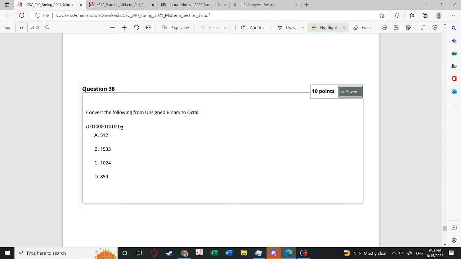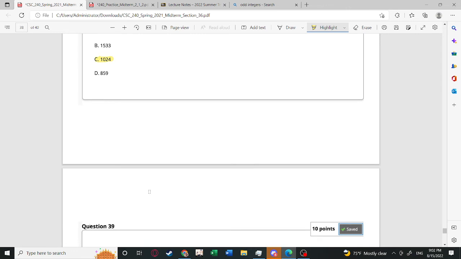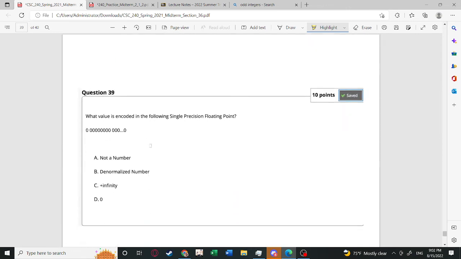convert the following unsigned byte to octal. So you just count 1, 2, 3. The first one is a 1, 1, 2, 3. The first one to 0. Second one to 0. 1, 2, 3. And that's 2. And 100 is 4. So let's see. 39. This one is all 0, so it's 0.